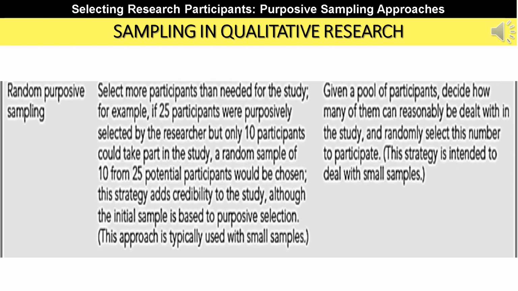Next naman is random purposive sampling. So, dito meron a pool of potential participants. For example, yung pool of potential participants mo ay 25. Itong 25 na to, pasok sila sa criteria. Pero out of this 25, you will choose 10 only na sa tingin mo talagang makaka-comply sa needs ng study.